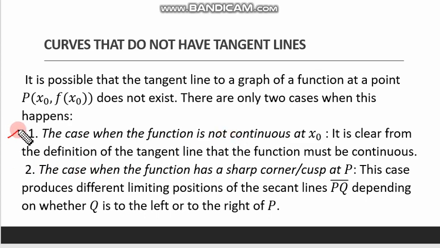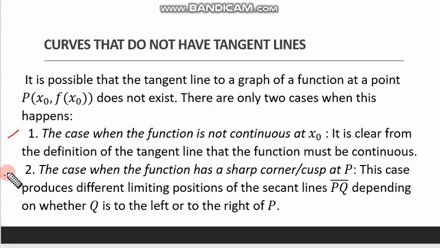The first one is the case when the function is not continuous at x sub 0. There are instances where a function is discontinuous at a point. It's because the limit does not exist, or f of c is undefined, or f of c is not equal to the limit of the function. In that case, that point does not have a tangent line.